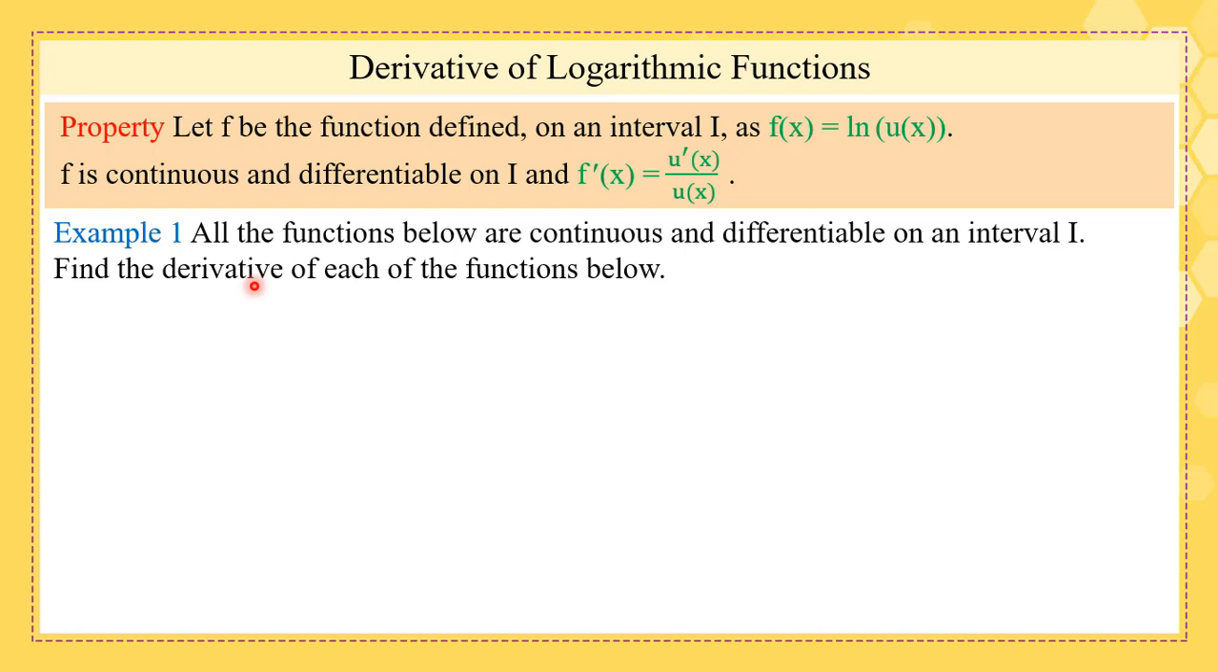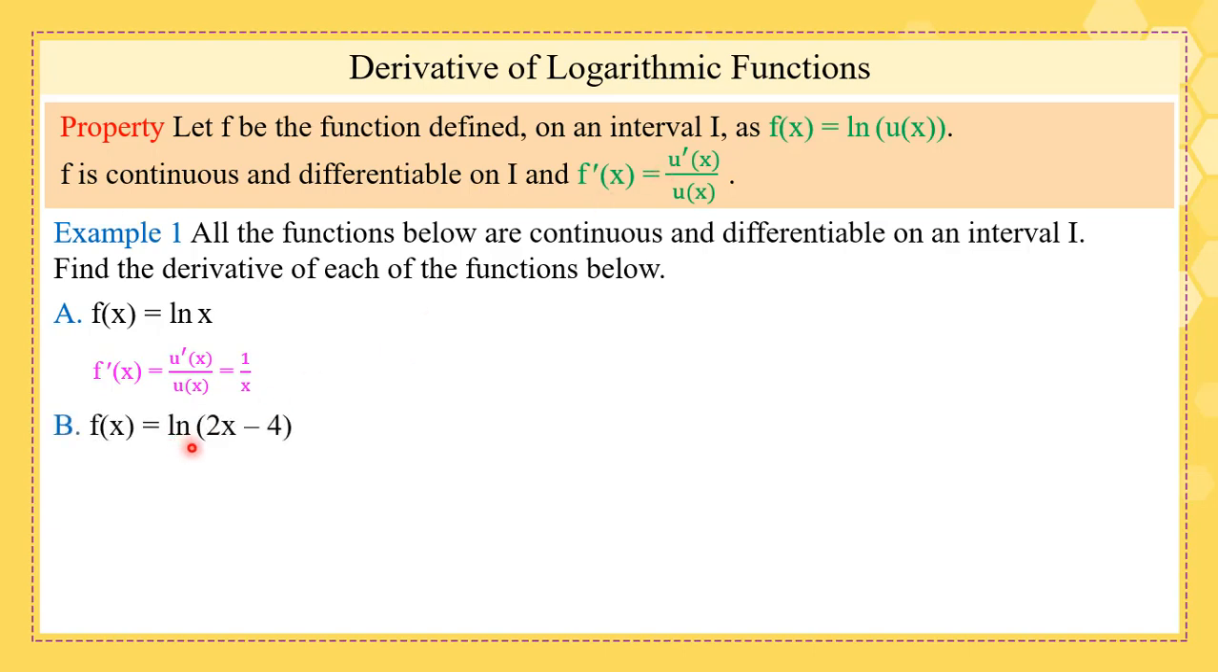Example 1. All the functions below are continuous and differentiable on an interval I, and the question is to find the derivative of each function. F of x is ln x. So its derivative in this case would be u prime of x over u of x, which is 1 over x, and we are applying the formula.